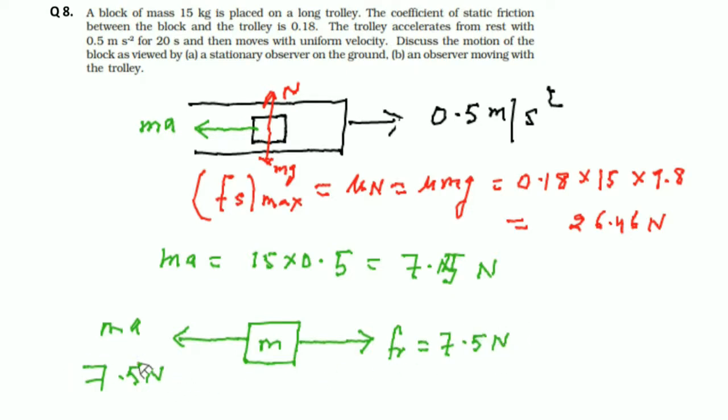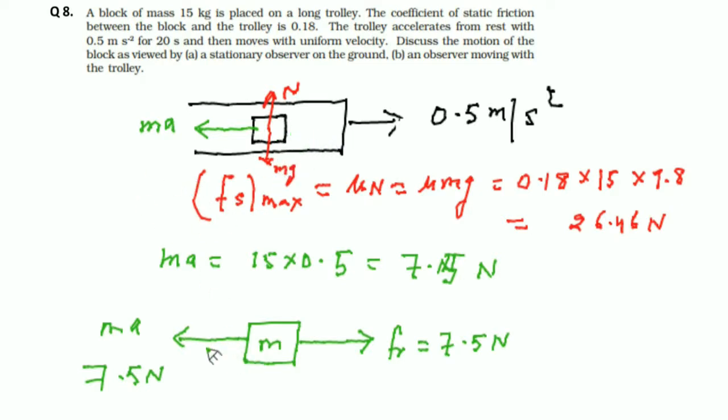If you apply a force in this direction more than 7.5, then the friction force will also increase, until it reaches 26.46. If you apply more than 26.46, then the friction force will be kinetic, which is slightly less than that. But this is the maximum static friction force, and if the applied force is less than it, then the friction force will be equal to the applied force. That we have discussed in our previous classes. So 7.5 Newton acts in the right direction, and the mass will move with the trolley.